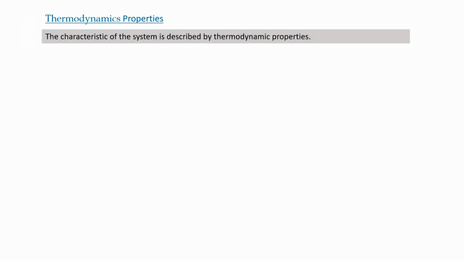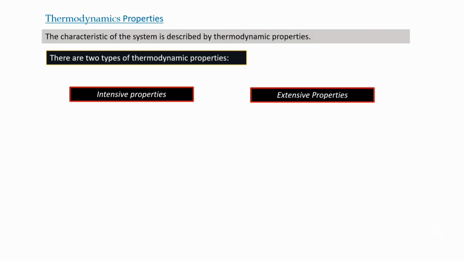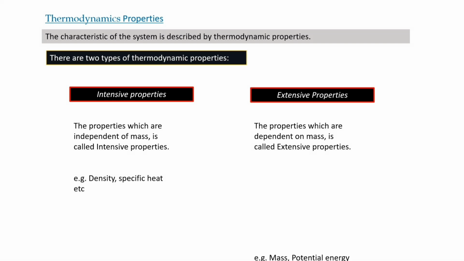Thermodynamic properties. The characteristics of the system are described by thermodynamic properties. There are two types of thermodynamic properties: intensive properties and extensive properties. The properties which are independent of mass are called intensive properties. For example, density and specific heat, etc. The properties which are dependent on mass are called extensive properties. For example, mass and potential energy, etc.